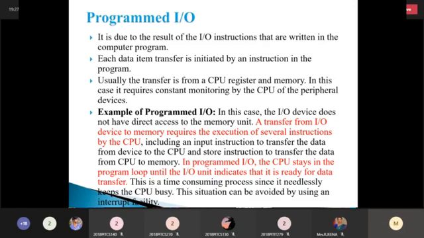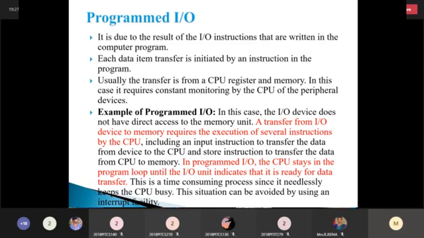So the example for this programmed input output: in this case, the input output device does not have direct access to the memory unit. So the transfer from the input output device to memory requires the execution of several instructions by the CPU, including the input instruction to transfer the data from the device to the CPU, and a store instruction to transfer the data from the CPU to memory. So it's like vice versa.